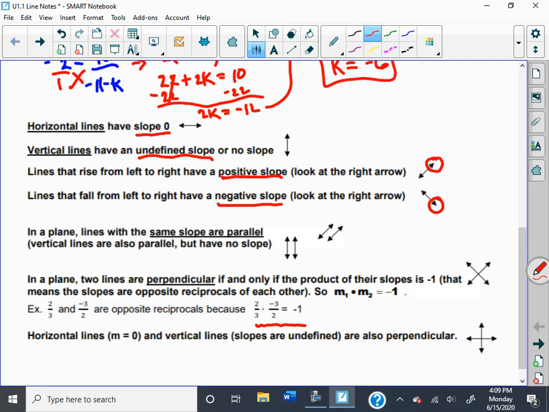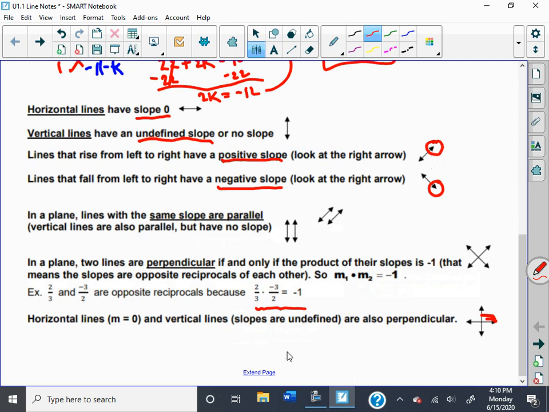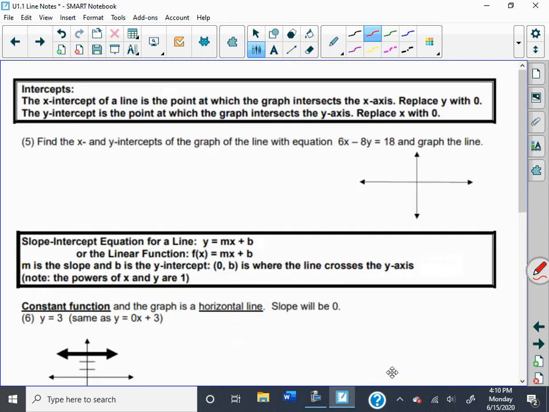Horizontal lines, again, their slope is always 0, and vertical lines have slopes that are always undefined. If we draw both of them on the same graph, they're perpendicular to each other. They create a 90-degree angle. That means perpendicular to each other, 90 degrees. All right, let's keep going.